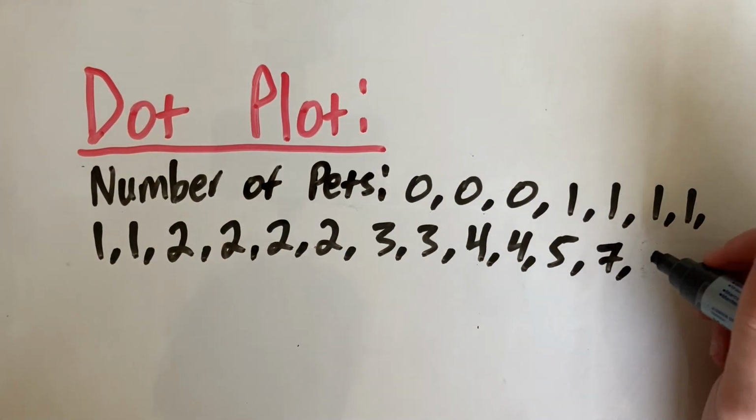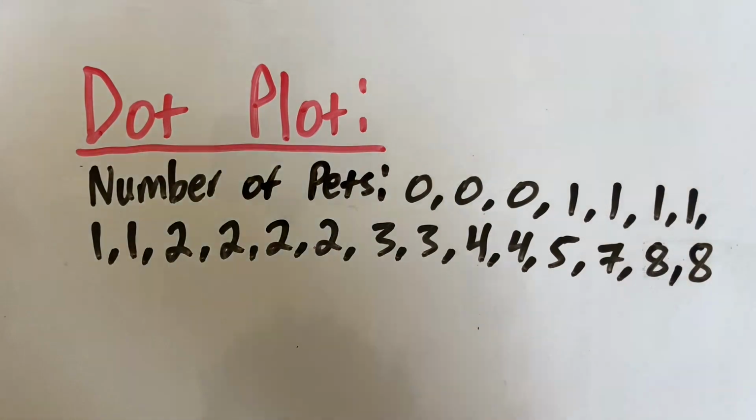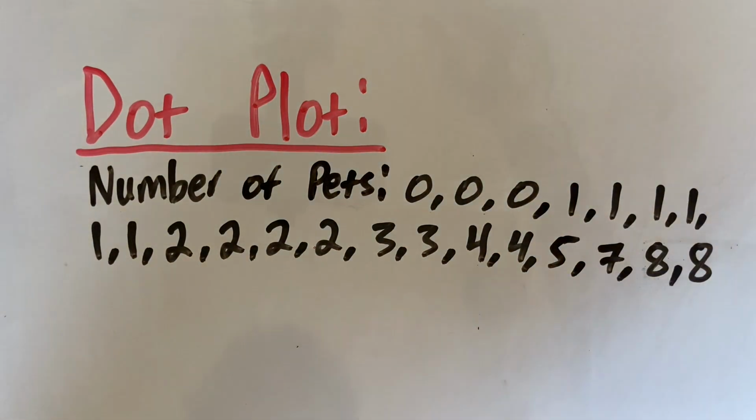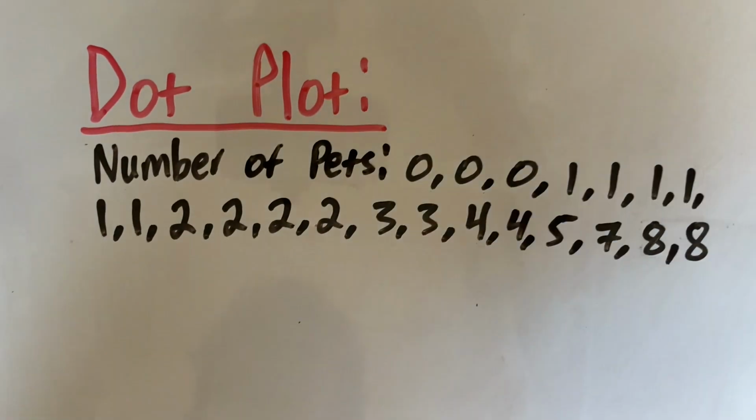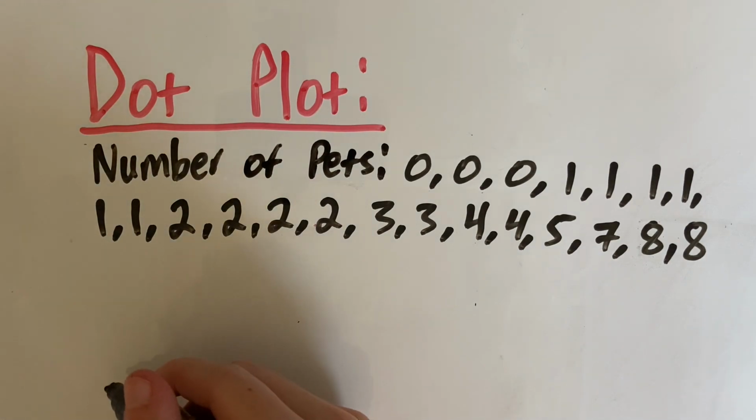Now, once you have all your data, you're going to use this data to make your dot plot. It might help if you list your data from smallest to largest in order. I have already done this to save time, but sometimes you might be given data that's completely mixed up with no order. So once you have your data and it's in order, now it's time to make the graph.